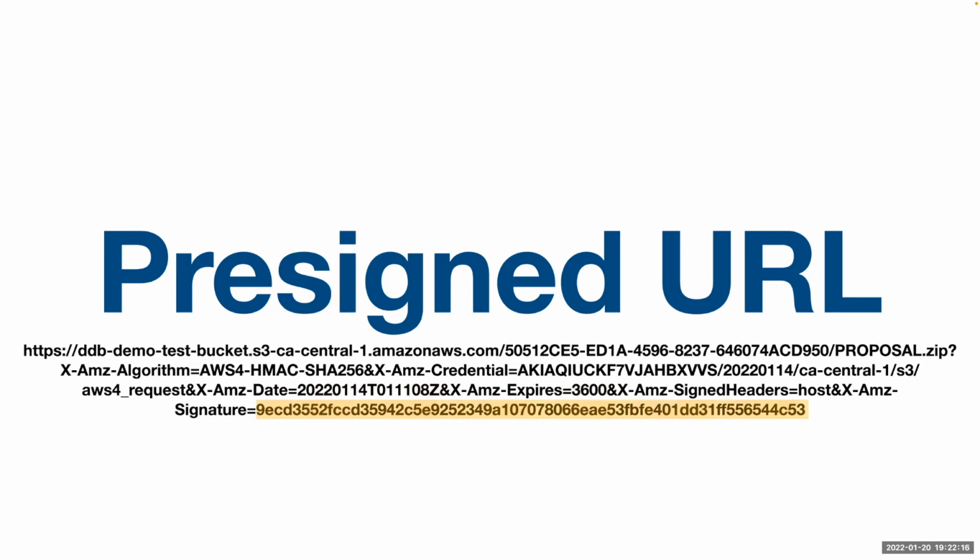And lastly, this is the signature. It incorporates everything you see plus the method, such as get, put, head, or delete. If you change any detail or use a different method, the signature will no longer be valid and the request will fail.